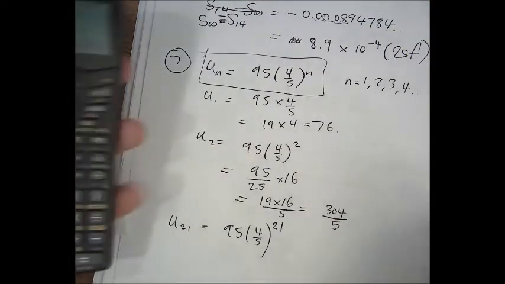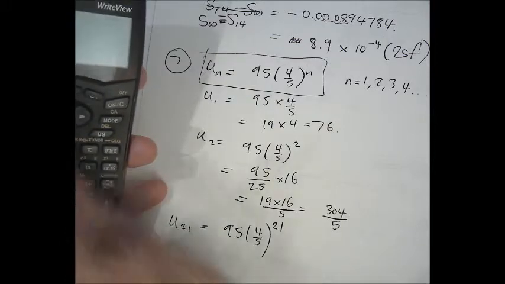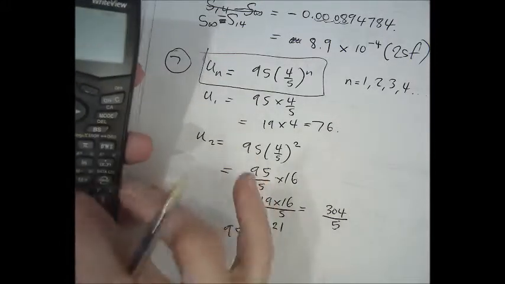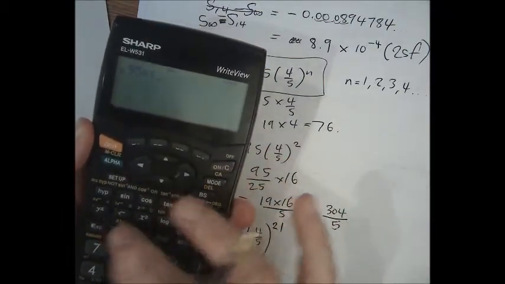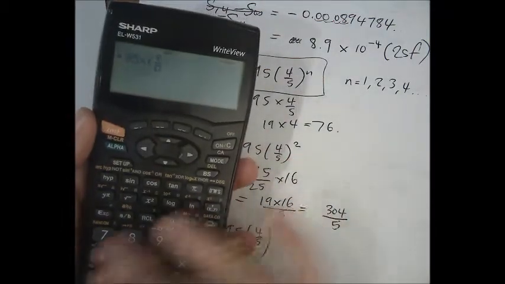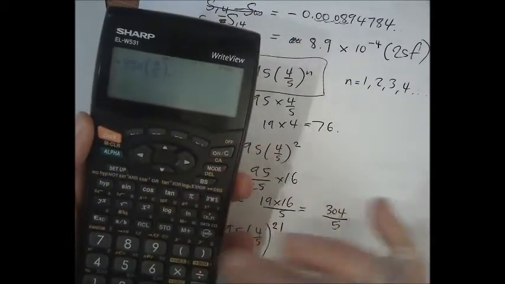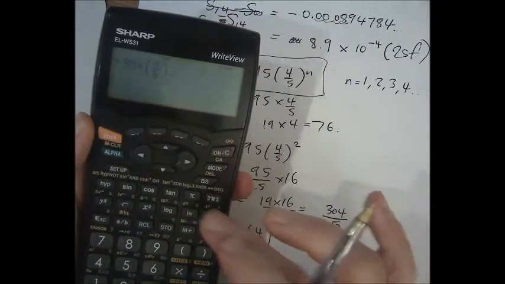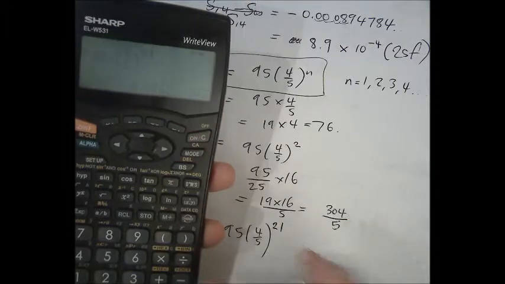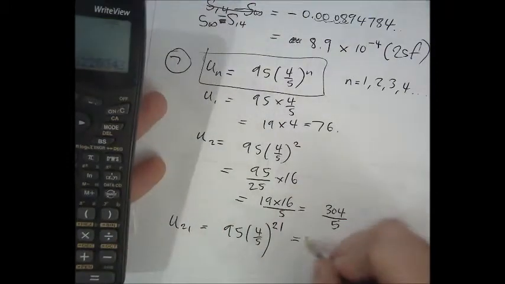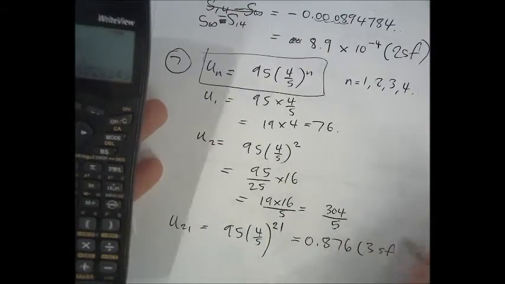So 95 times bracket fraction 4, 5, and that gives 0.876 to 3 significant figures.